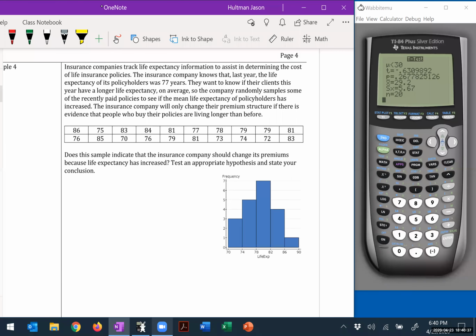Okay, example 4. Insurance companies track life expectancy information to assist in determining the cost of life insurance policies. The insurance company knows last year the life expectancy of its policyholders was 77 years. They want to know if their clients this year have a longer life expectancy on average.